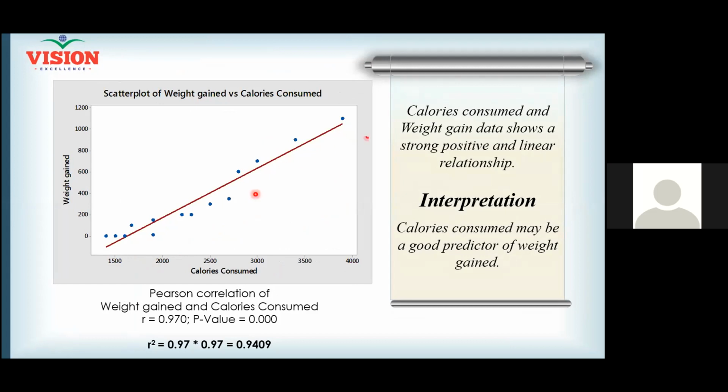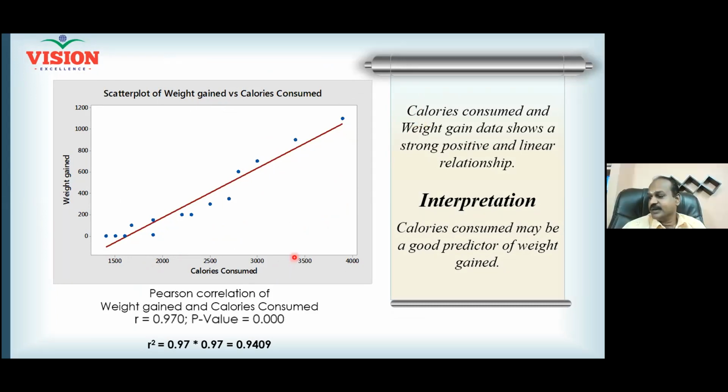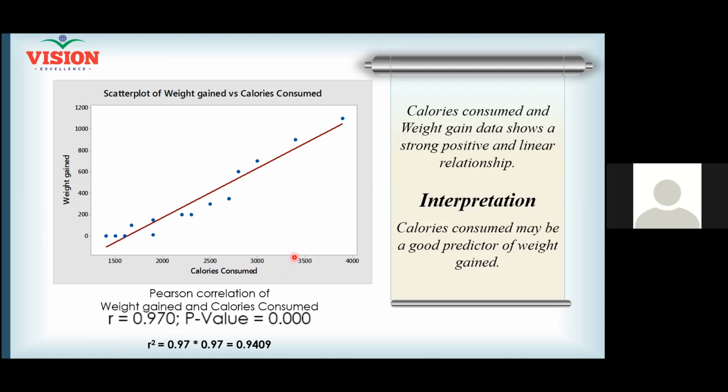Is the relationship positive? Yes. Is the relationship strong? Yes, it's strong positive. That is confirmed with your R value. How much is the R value? 0.97. So it is not only strong, it is very strong. That means that person is very healthy. He doesn't have any other problem. His only problem is the calorie consumption.